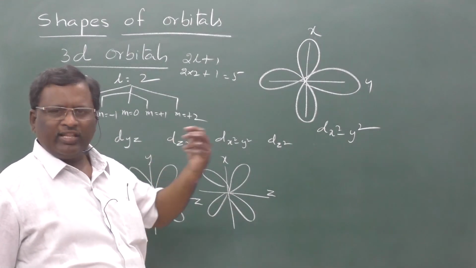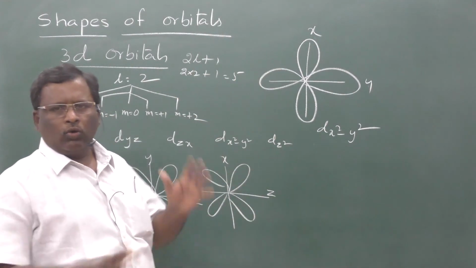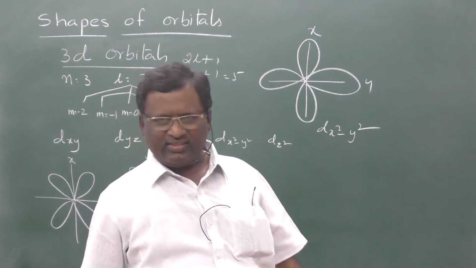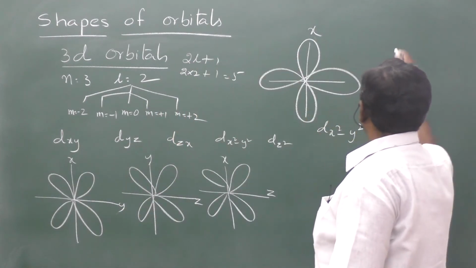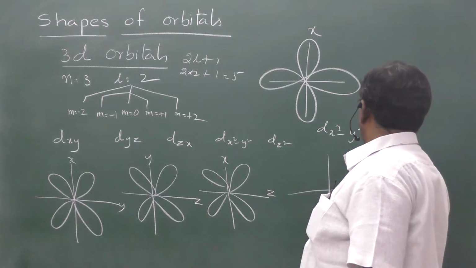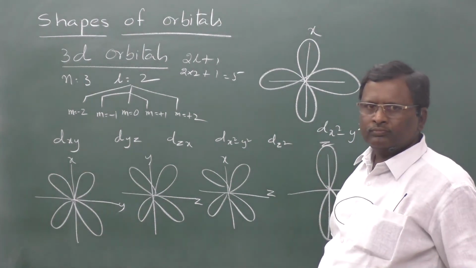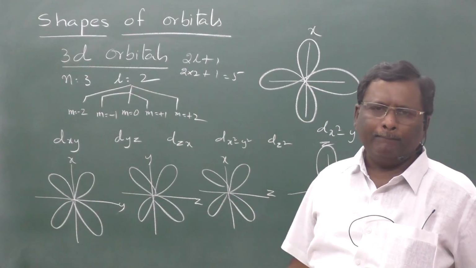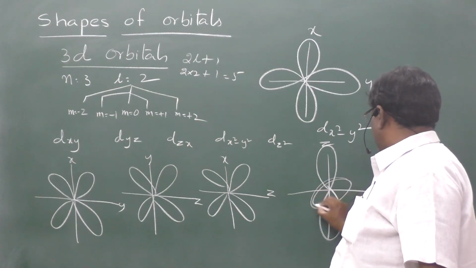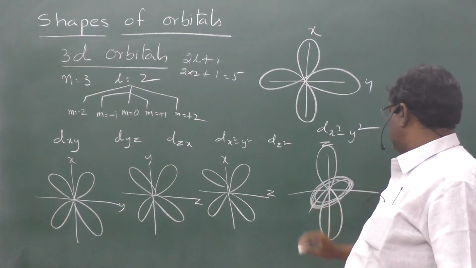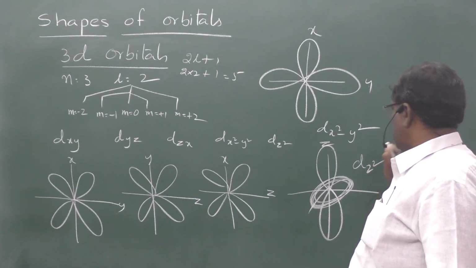Now, in between the axes are filled, and along x and y axis are filled. The only place that was left is along z-axis. So, out of 4 lobes, 2 lobes are oriented along z-axis. And there is no place for the other 2 lobes. They condense as a ring in between, like this. That orbital is said to be dz square orbital.